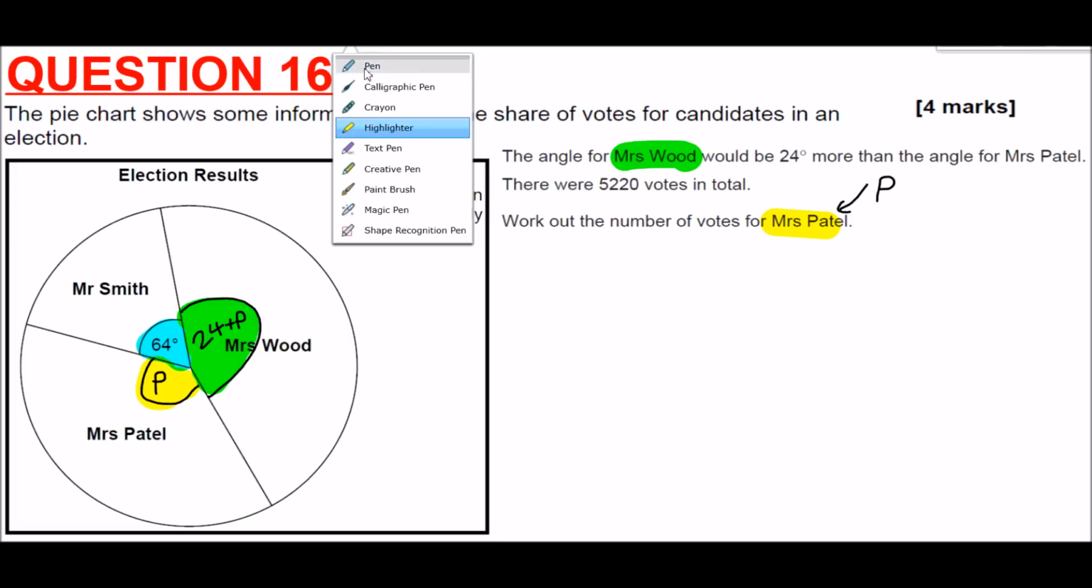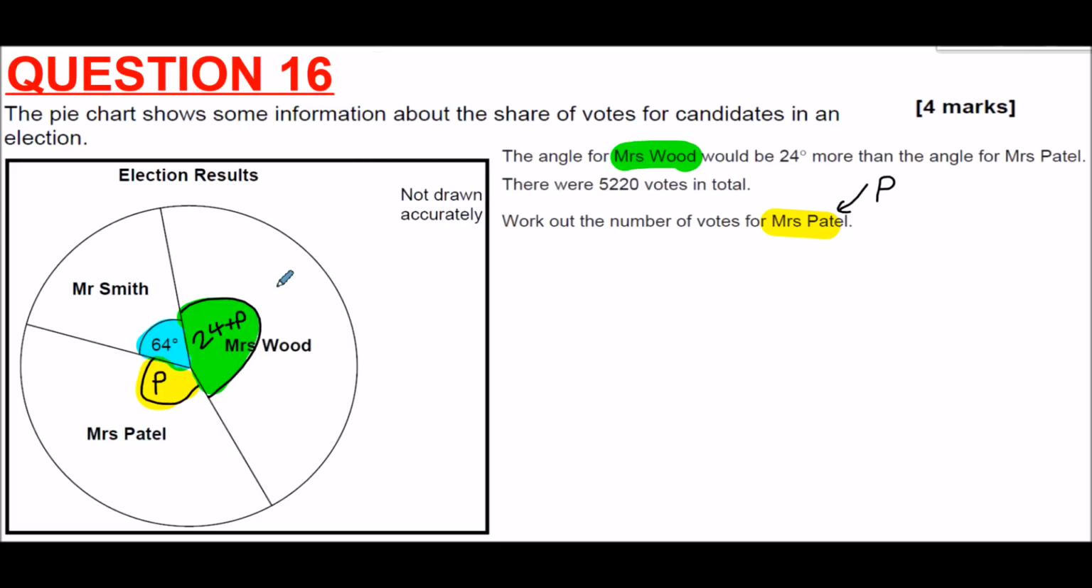Now, a pie chart consists of 360 degrees, and so if we add up all these angles in the pie chart, the sector angles, 64 plus P, plus the angle for Mrs. Wood, which was 24 plus P, all this will have to come to 360 exactly, because that's what angles in a pie chart would add up to. So just colour coding here, that's Mr. Smith, Mrs. Patel, and then Mrs. Wood, who is 24 degrees more than Mrs. Patel. So what we can do here is simplify this.